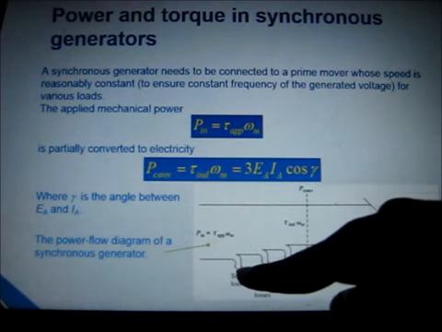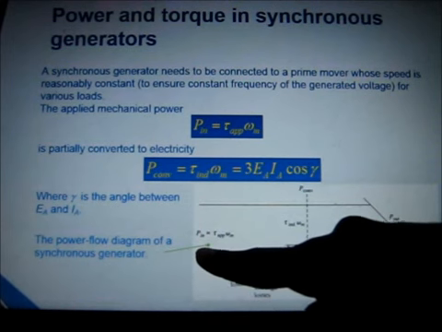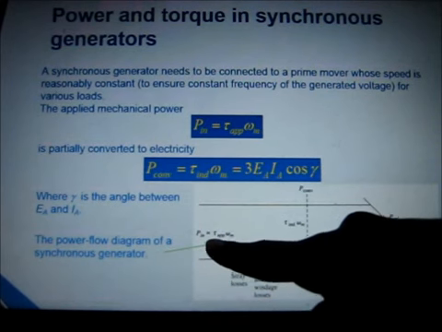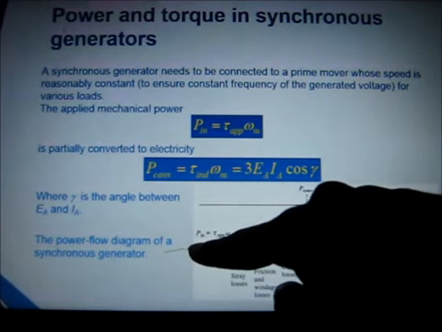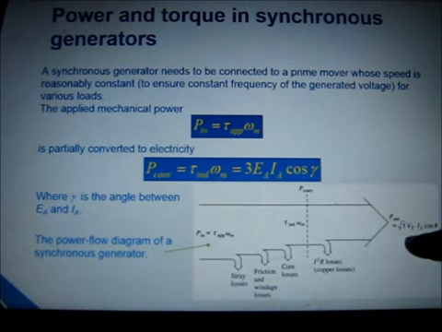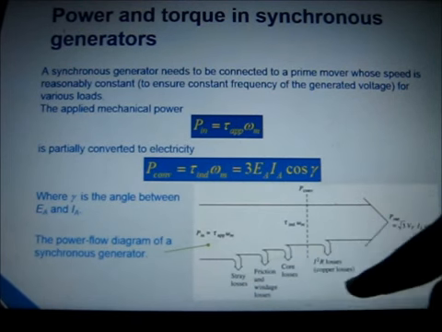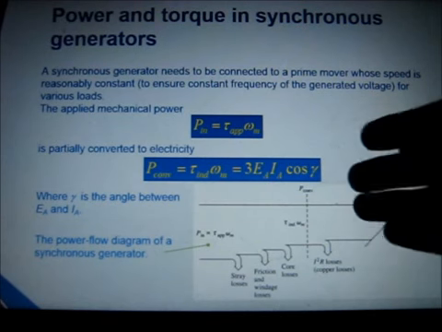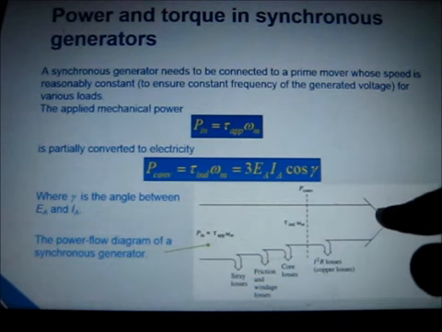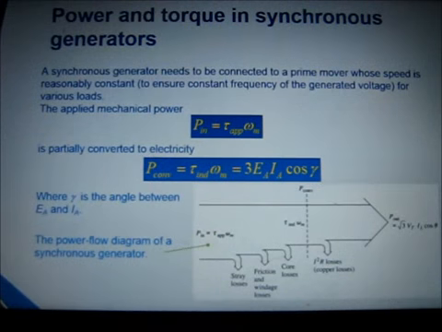Now this is the flow diagram of the synchronous generator. The input power is given as the apparent torque into omega, that is the rotational speed. When we see the flow diagram from input to output, we will see there are a lot of types of losses, like the stray losses, frictional windage losses, core losses, iron losses. And after this, we get a P output that is equal to √3 Vt IL cos phi.